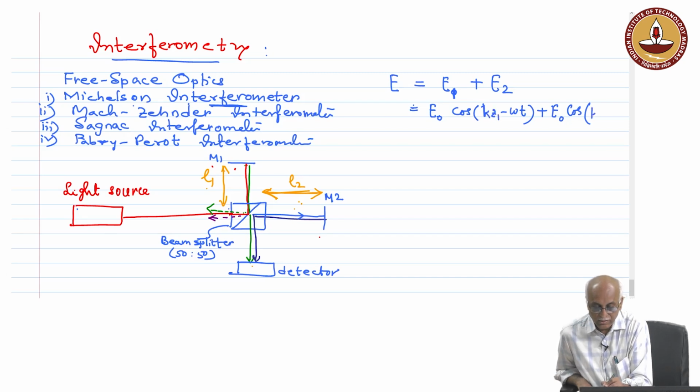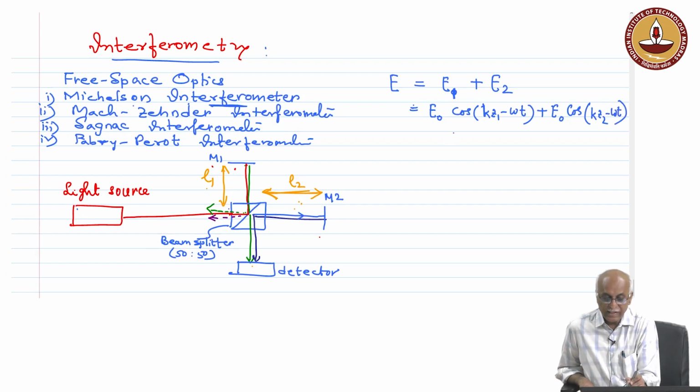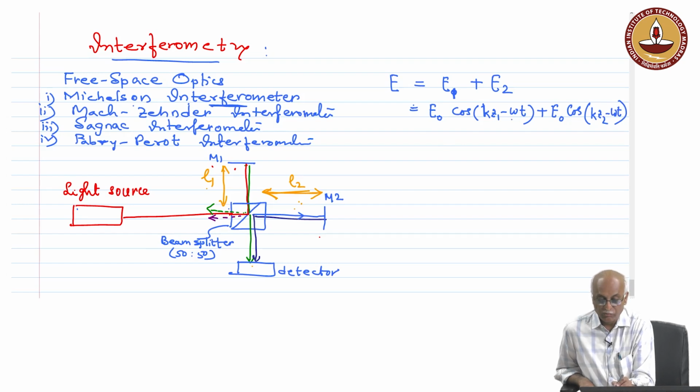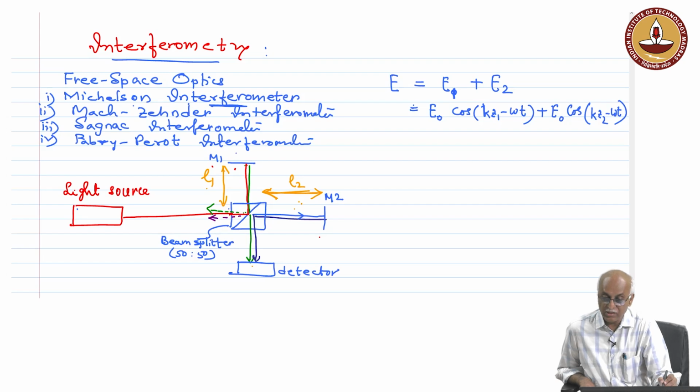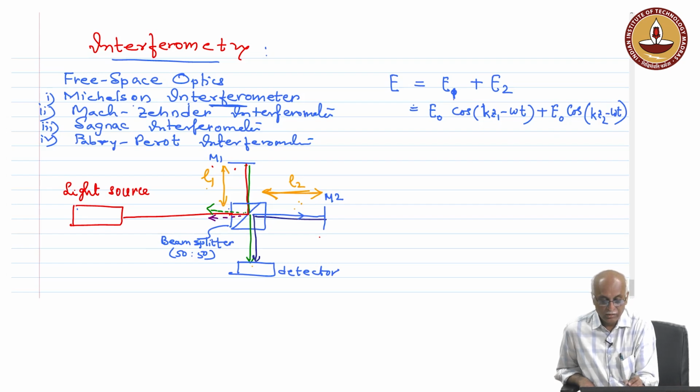One is kz1, the other one is kz2, minus omega t. K is the propagation constant, omega is angular velocity, t is time, and z represents the distance traveled. Okay, so this will be the case, isn't it? And as we know, I'm talking in terms of the amplitude part. They will add up or subtract, etc.